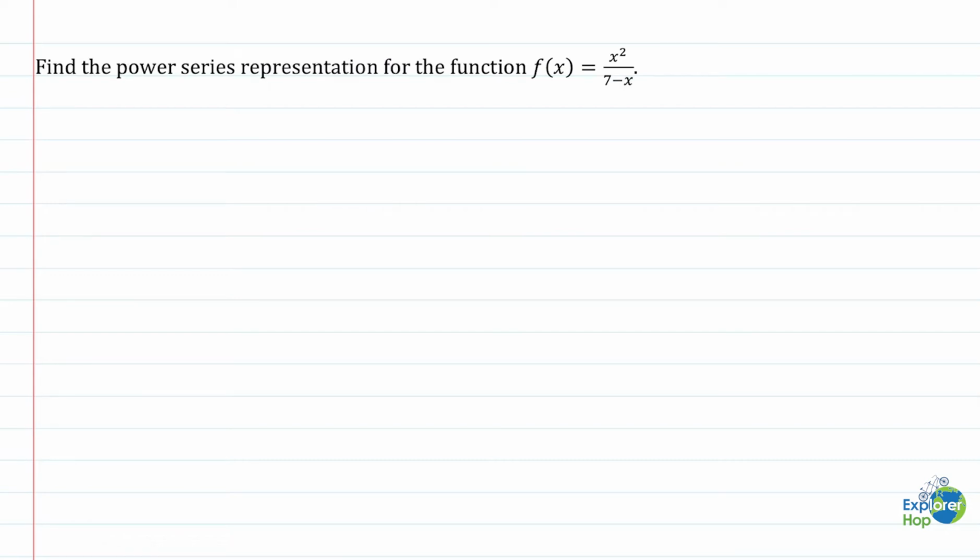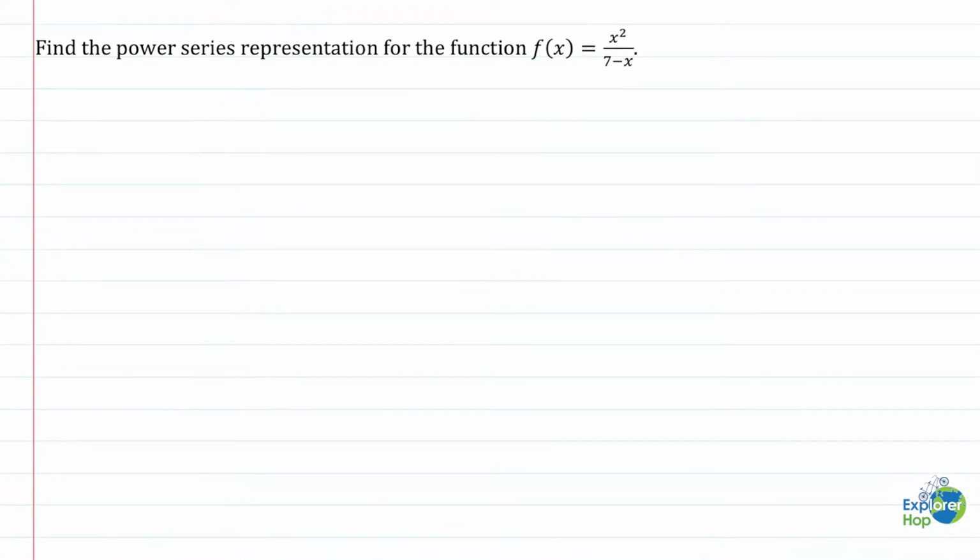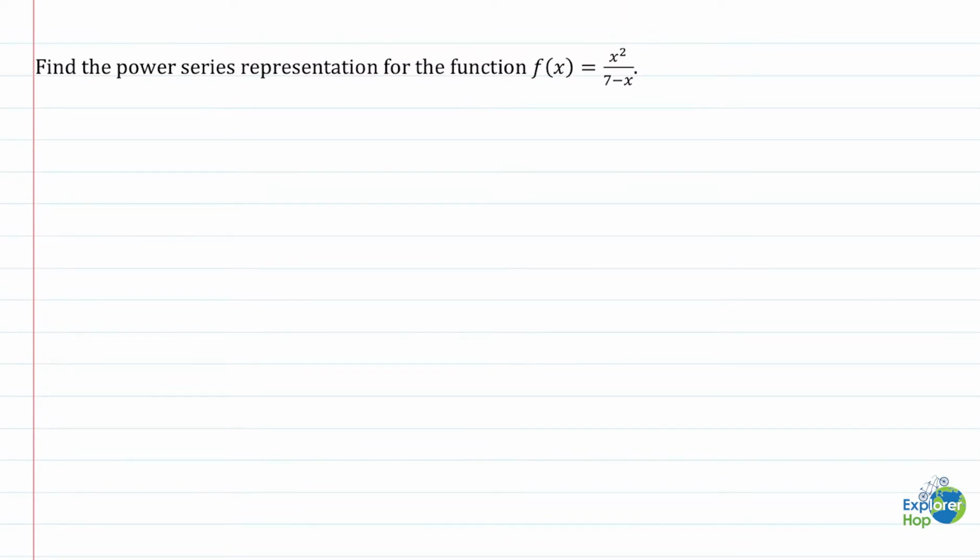In today's worked example, we'll be finding the power series of the function f(x) = x squared over 7 minus x. So let's start. First, we know the power series, we'll just write it down: the sum from n equals 0 to infinity of x to the power n is equal to 1 over 1 minus x. And we know that the radius of convergence is 1.